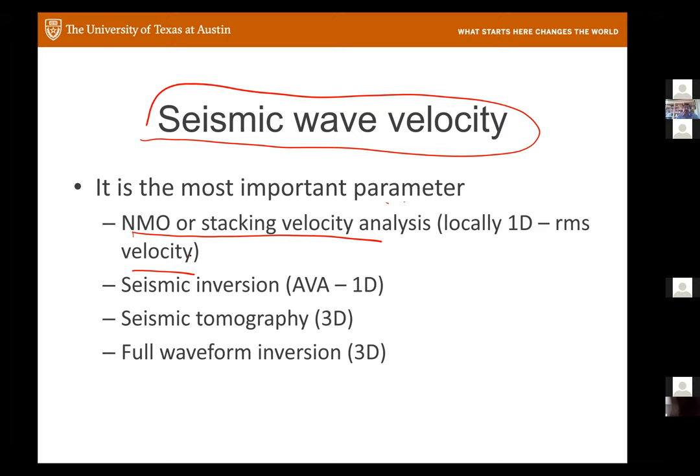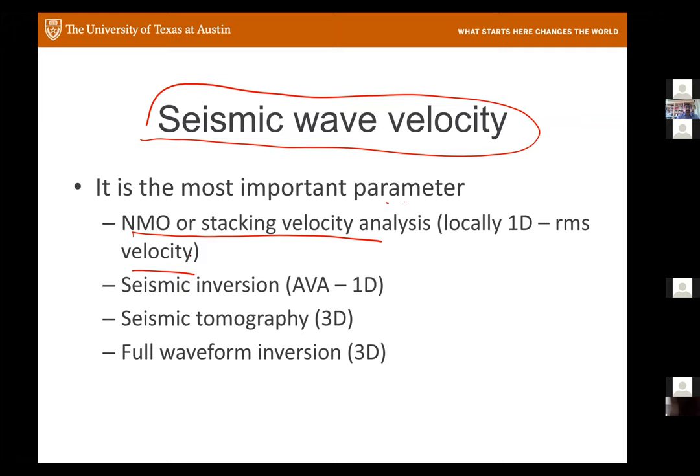And this is now pretty much more of a conveyor belt kind of operation. You run all the CDP gathers through a program, and then you look at those coherence plots, and based on that, you pick velocities. And those velocities are very, very approximate, and you can even argue that this is not a real velocity.